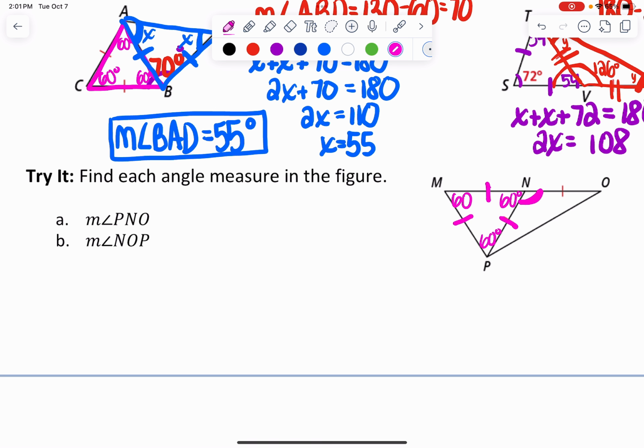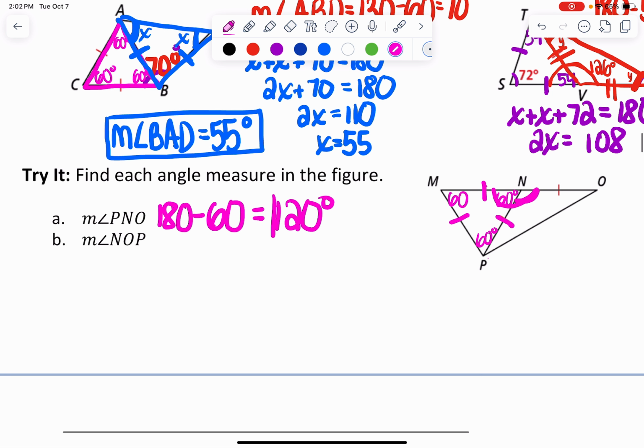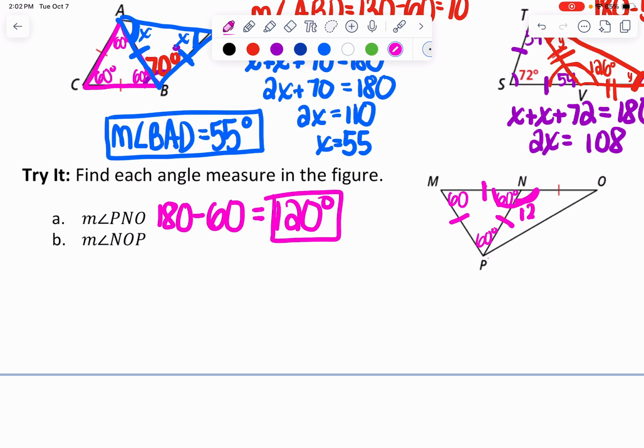Now I'm trying to find that measurement PMO. PMO forms a linear pair with this angle right here. So I can just do 180 minus 60, and that would be 120 degrees. I'm going to fill that in because I'm going to use it. And then the last one says find the measurement of NOP. NOP is right here. Here's what I can do. This right here and this right here are two congruency markings. That means this angle O and this angle P are congruent.